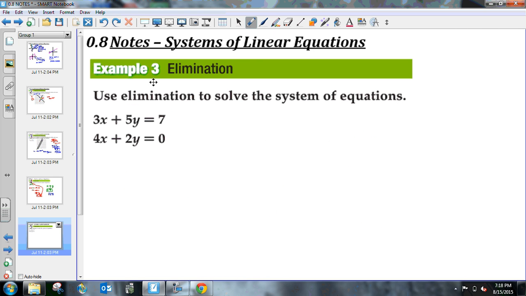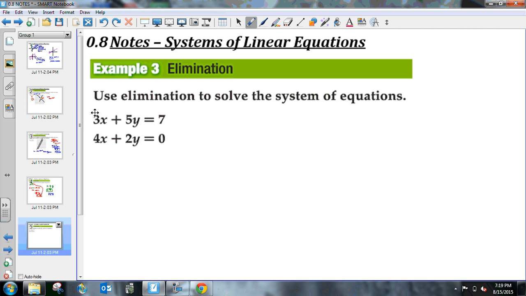Then we also have this method of elimination. This example is a little bit different, but my goal is to eliminate one of the variables. What I notice here is that I have a 3x, a 4x, a 5y, and a 2y. There's nothing really in common with either of these numbers, but let's just go ahead and get rid of the x.